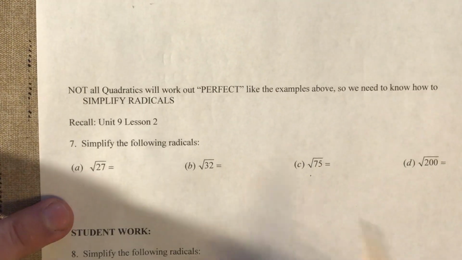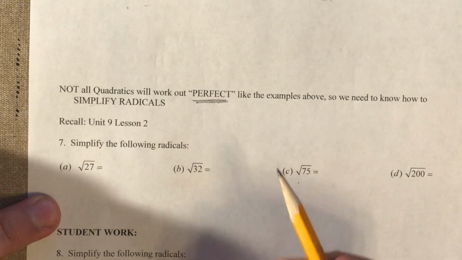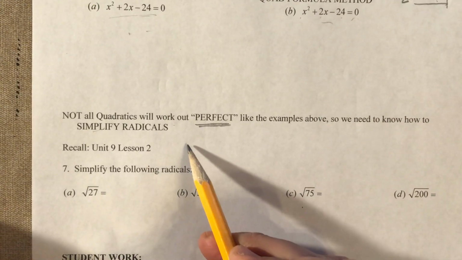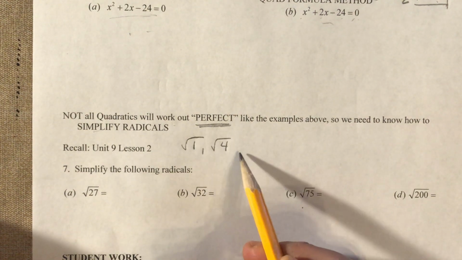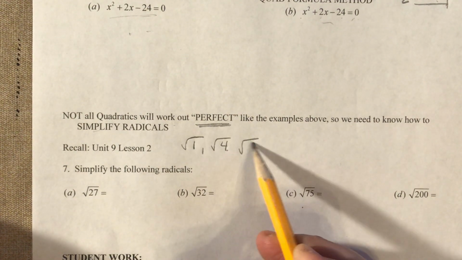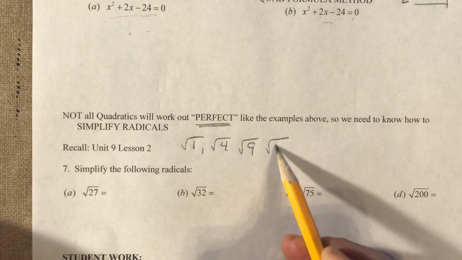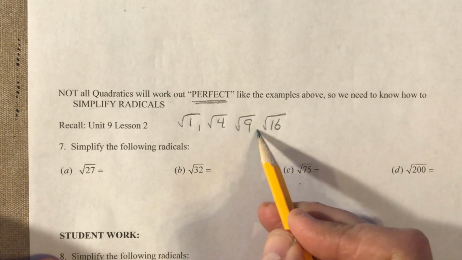One last thing. Not all quadratics will work out perfect. What does that mean? Well, look, 169 was perfect. When you do this problem, you're going to get a perfect number too. What are the perfect numbers? Well, 1 is perfect. 4 is perfect. Why? Because that turns into 2. 9 is perfect. Why? Square root of 9 is 3. 16 is a perfect number. You should know these.